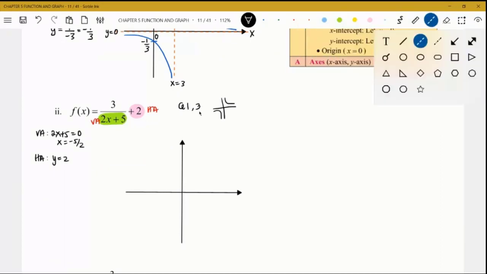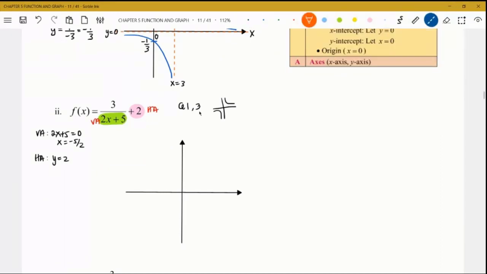So we can draw the dotted line first. The dotted line at negative 5/2, let's say I put it here. And then for the HA, y equal to 2, let's say it's here. It means our graph will shift to the left and shift up, because originally the horizontal and vertical asymptotes are at 0, 0 on our axes. So here it has moved to the left and up. So everything will shift to the left and shift up.